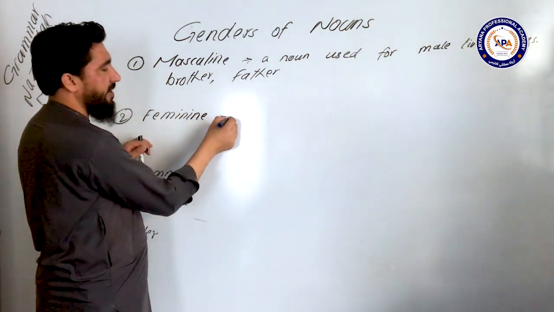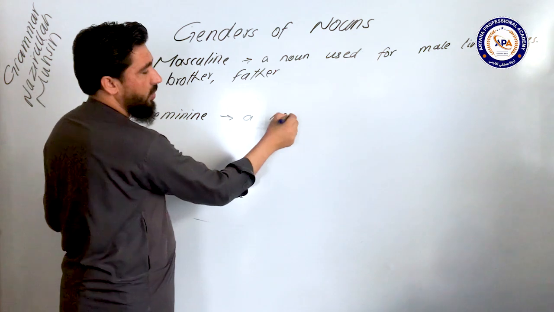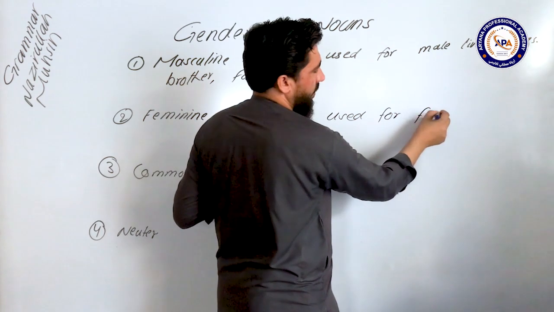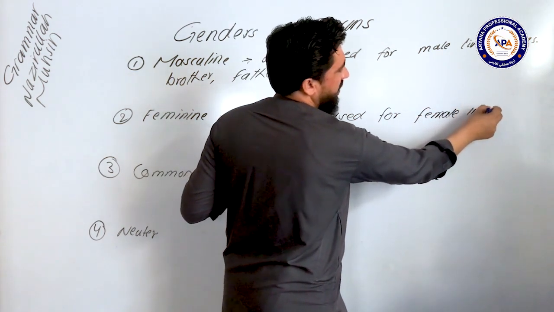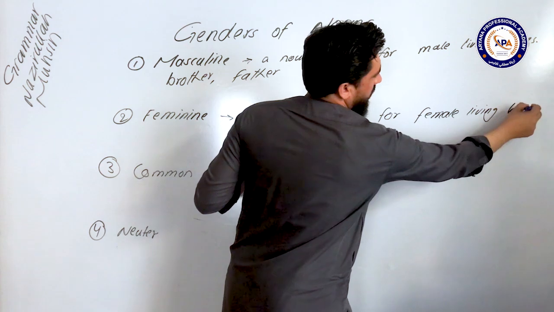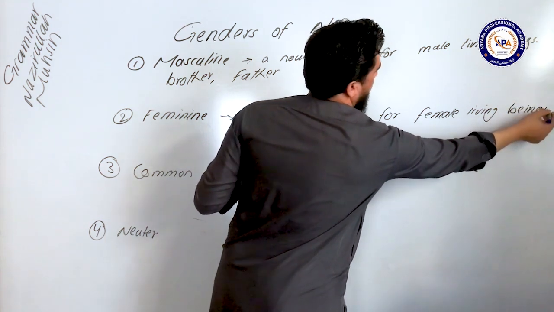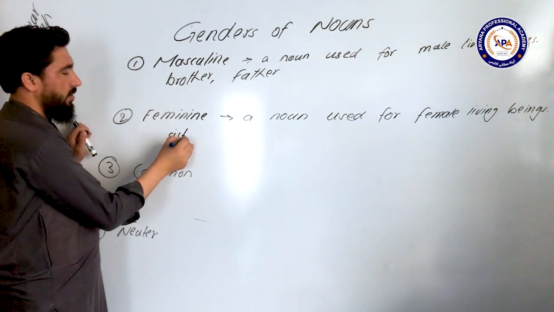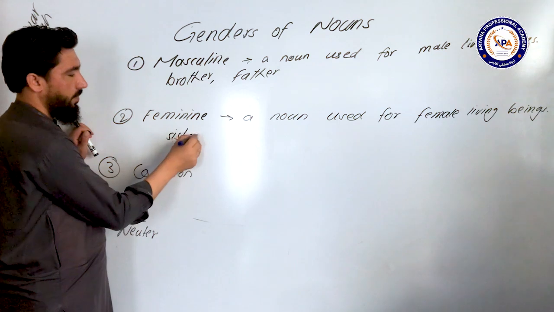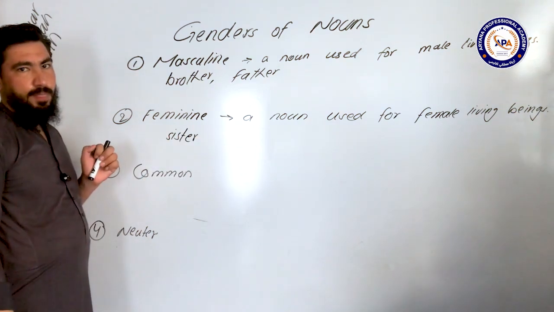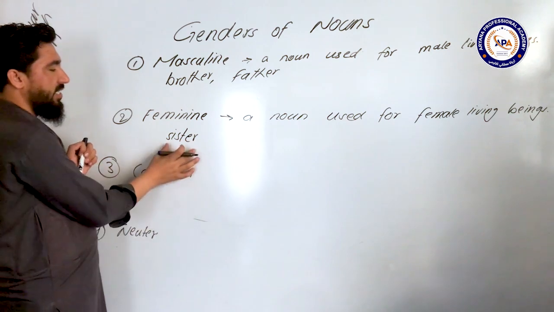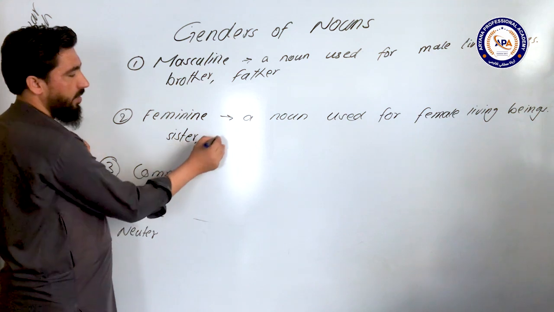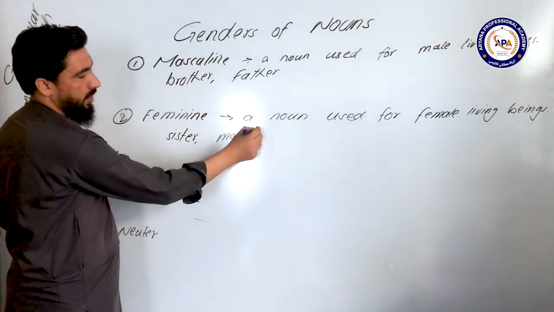And the feminine gender of a noun: a noun used for female living beings is called the feminine gender. For example, the word sister doesn't refer to any male living being. A sister is used only for female. So we can say that this is the feminine gender, like mother and so on.